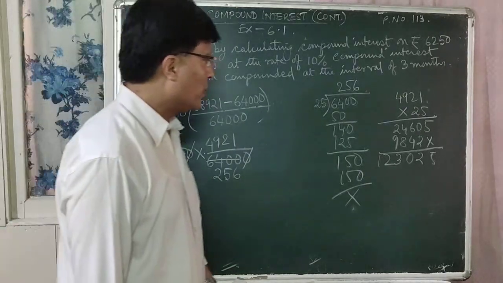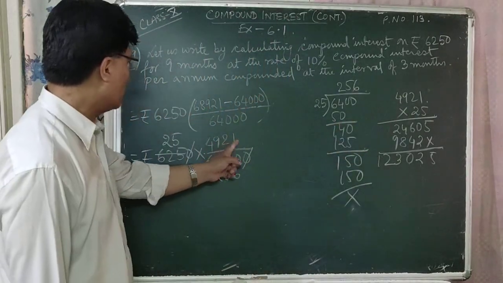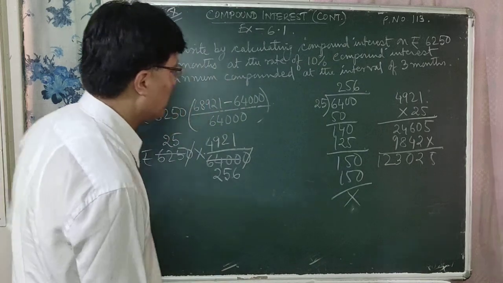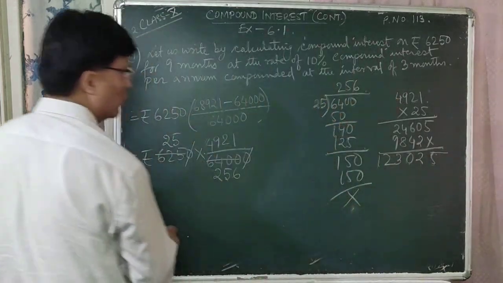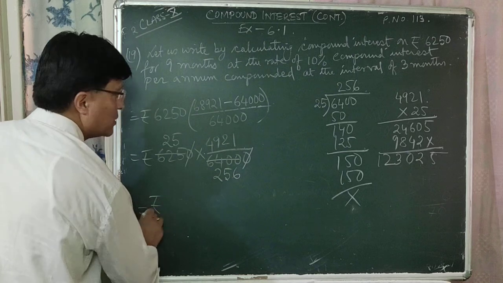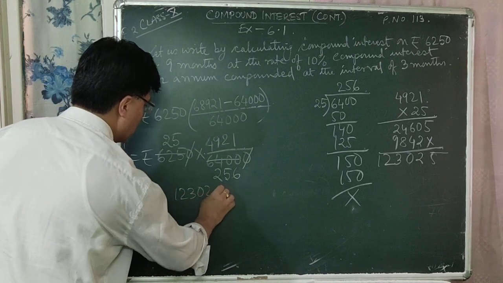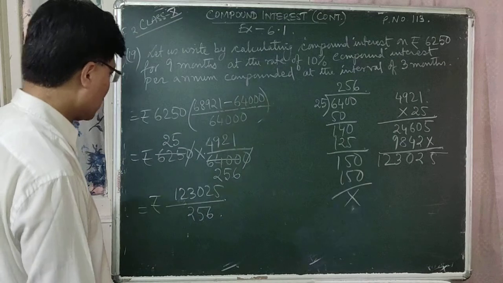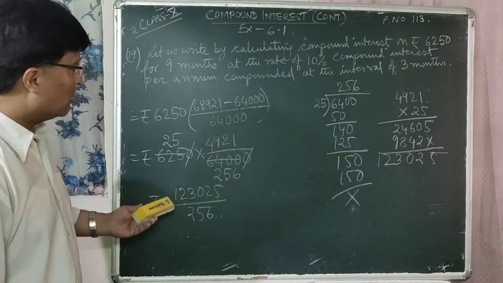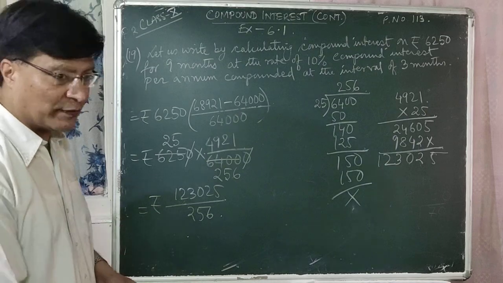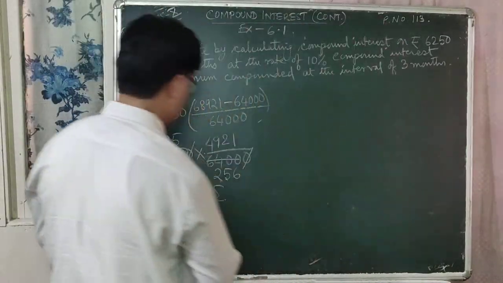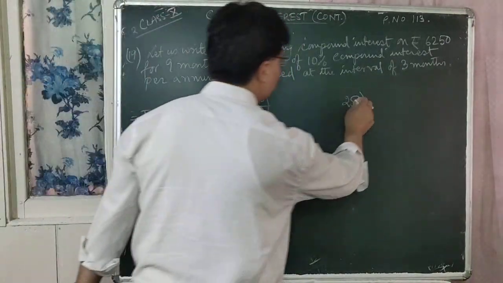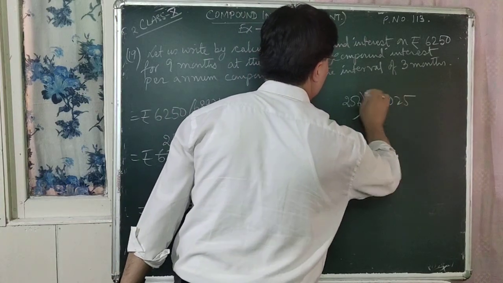So now here we have multiplied 4921 by 25. Okay. So how much did we get? 123025, isn't it? This is 123025 rupees. 123025 divided by 256. So let us divide. This is 123025 by 256. Okay, let us divide it. So 256 ले हामीले केलाई डिवाइड गर्छौं 123025 लाई.